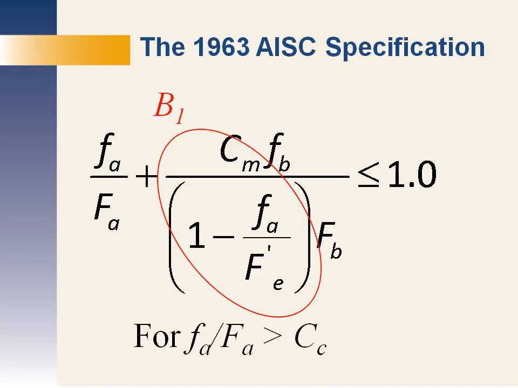Many of you will recognize the ratio that's circled here as the B1 factor that accounts for P little delta effects in more modern versions of the AISC specification. P big delta or B2 effects were not explicit though, but we're really starting to see some things now.